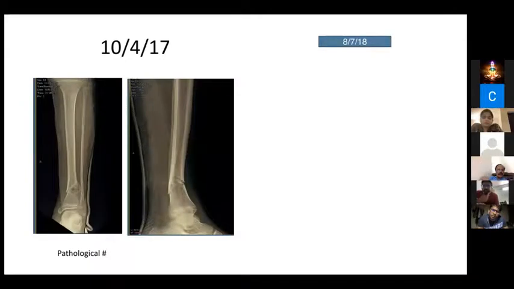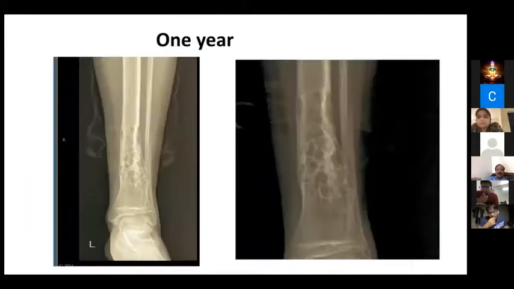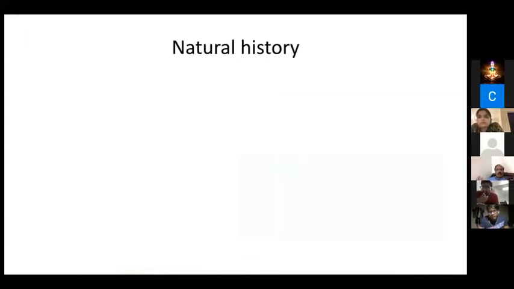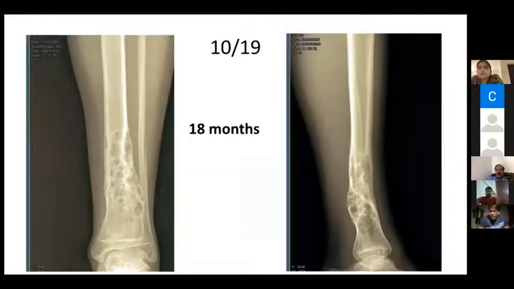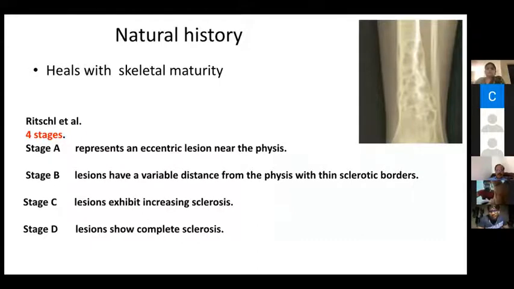You look at the borders of this lesion. Okay, 3 years later, what has happened now? Borders. Now it is no more progressive. The lesion has become more sclerotic, right? So there is a classification here, and what is the natural history? It heals at skeletal maturity, and this is what we read now.